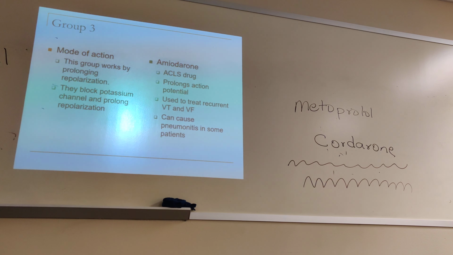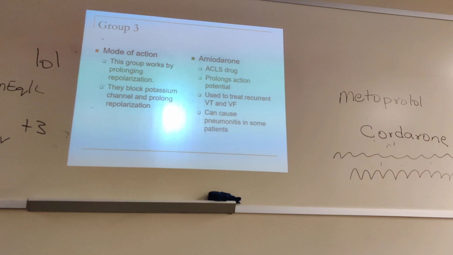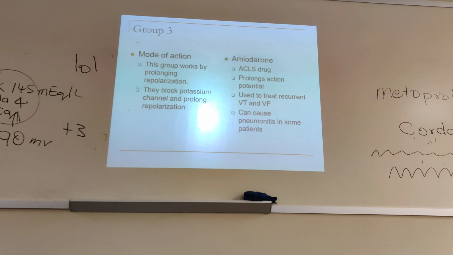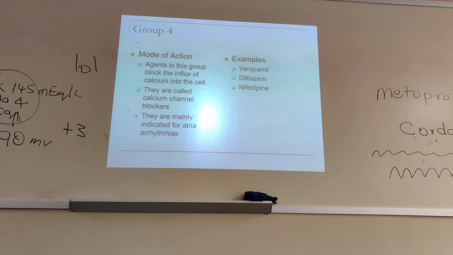Now, amiodarone can cause pneumonitis. Pneumonitis is like inflammation inside the lungs as a result of the chemical. The drugs are chemicals. Every drug that we take is a chemical. You have inflammation inside the lungs.